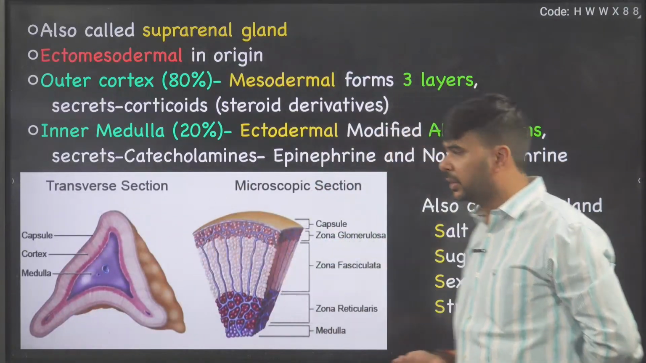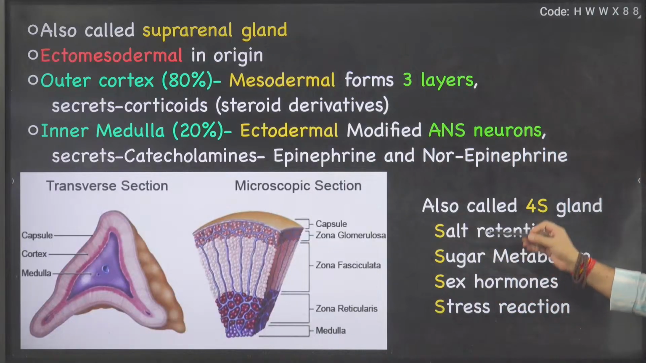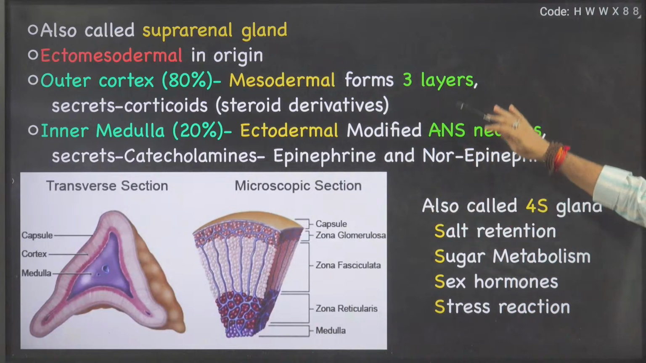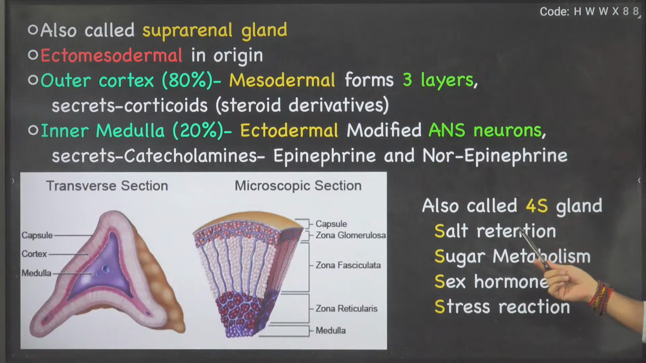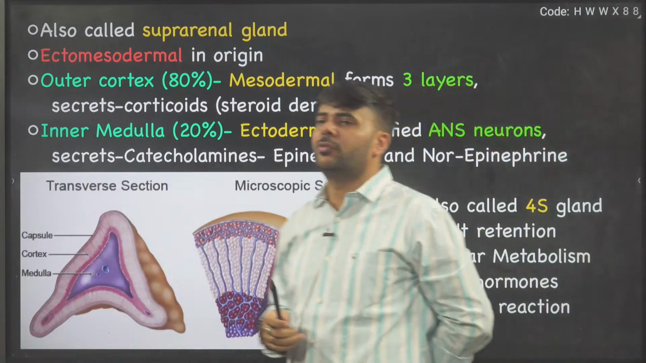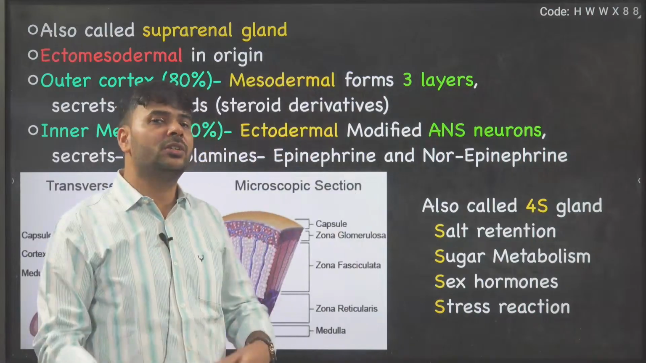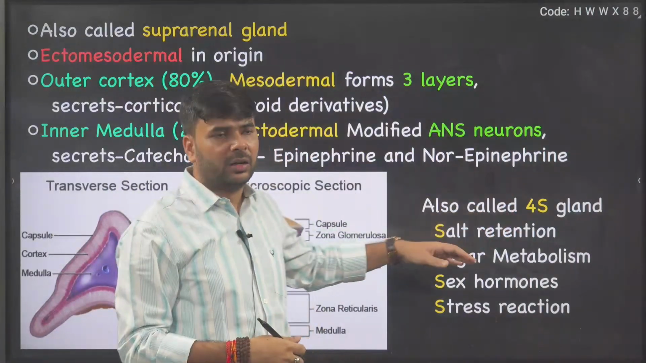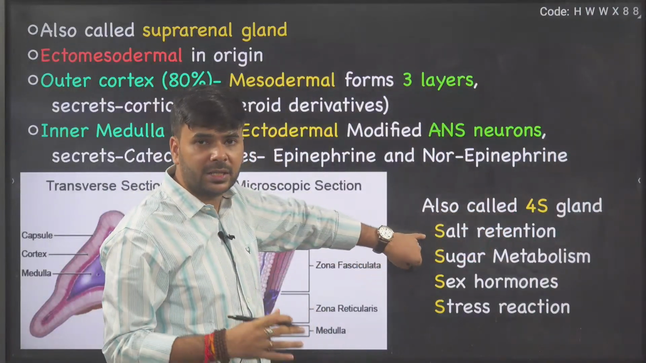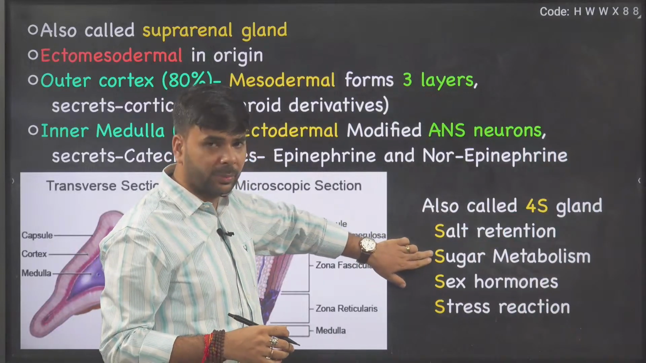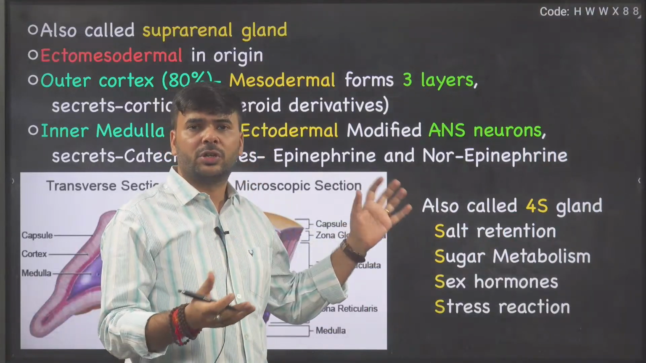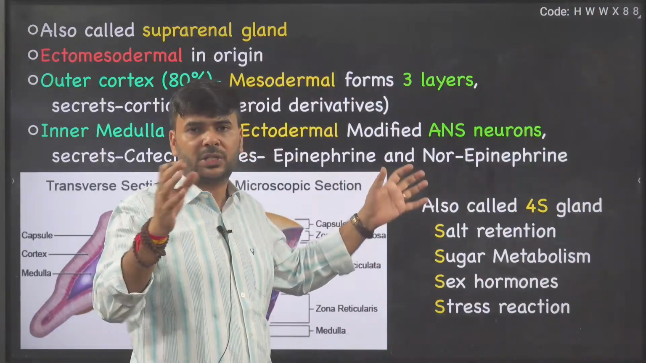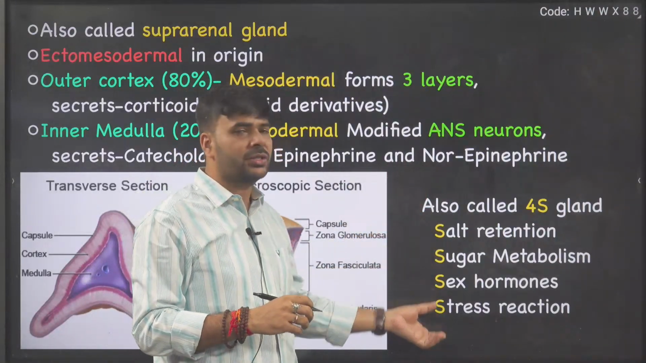Leave it here, don't read more, just jump to this part. This gland is also called the forest gland. Why is it called the forest gland? Four things in your body are controlled by this adrenal gland: salt retention or salt metabolism, sugar metabolism, sex hormones like testosterone and estrogen, where it has little control, not much, and stress reaction.